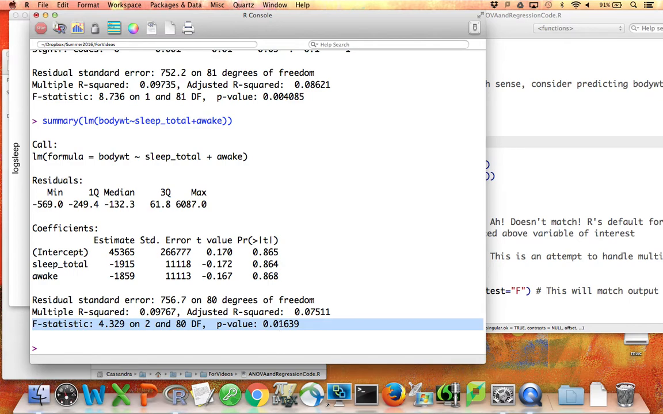This p-value is telling us that if the truth is that the equal means model is sufficient, then this data would be really surprising, right? This p-value is really small. In other words, the model that includes both sleep total and awake is much better than a model that includes neither sleep total nor awake, even though neither of these variables is significant when you put them both in the model. So what's going on?